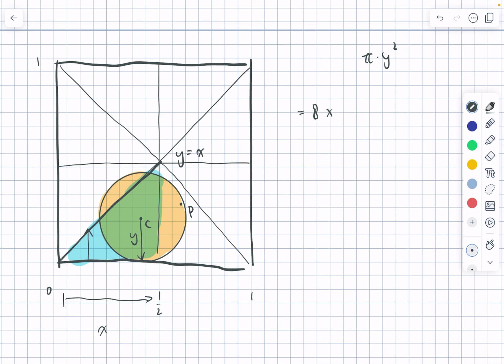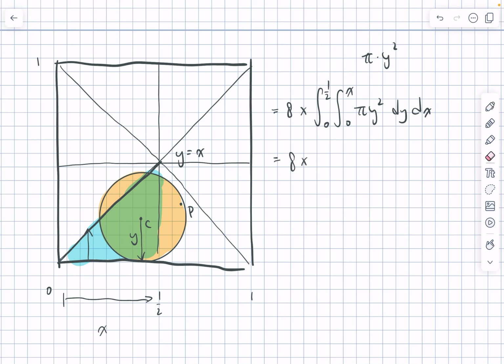So we're doing a double integral as the x-coordinate of c goes from 0 to 1 over 2, and as the y-coordinate goes from 0 to x. So this is going to form a double integral of pi y squared. So y goes from 0 to x, so dy, and x goes from 0 to 1/2, dx. Let's move this over a bit. So how do we solve this integral here?